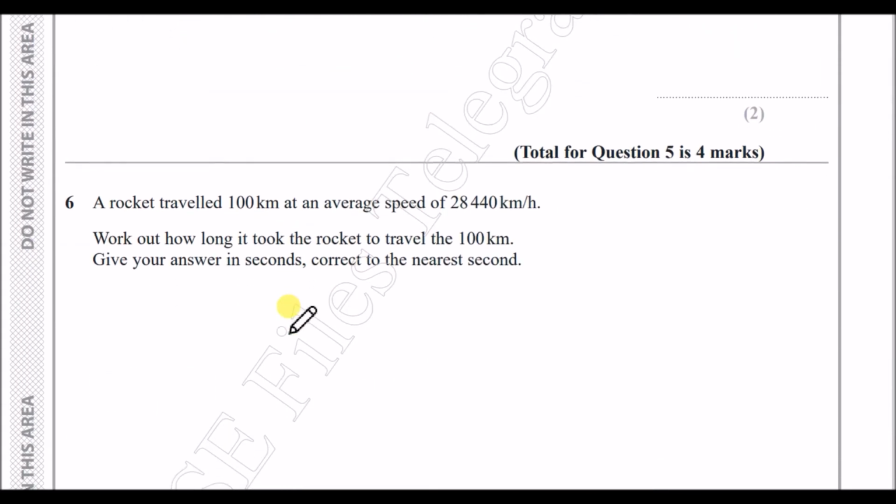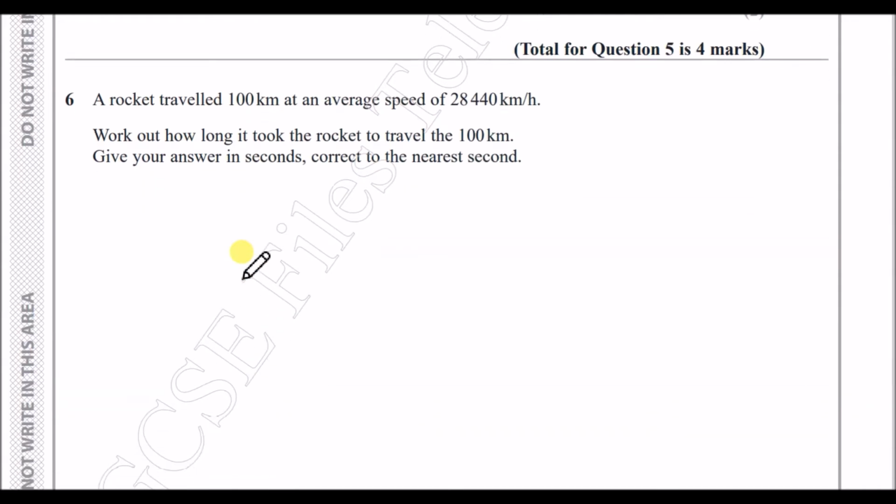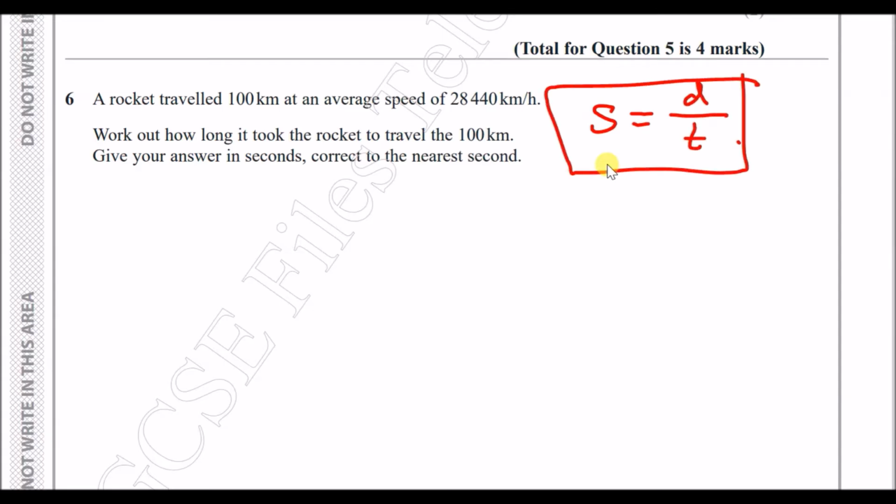Now, a rocket traveled 100 kilometers at an average speed of 28,440 kilometers per hour. Okay, so this sounds like a speed question. For speed questions, it's always speed equals distance over time. This is the formula we've got to memorize here. Speed equals distance over time. Now, work out how long it took the rocket to travel the 100 kilometers. Give your answer in seconds.